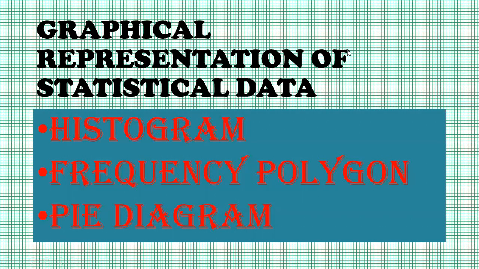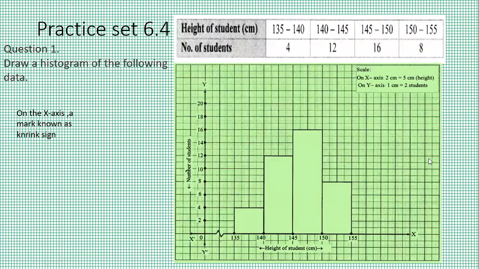So let's start with the fourth part of chapter number 6: the graphical representation of statistical data, histogram, frequency polygon and pie diagram. Here we can start with practice set 6.4.